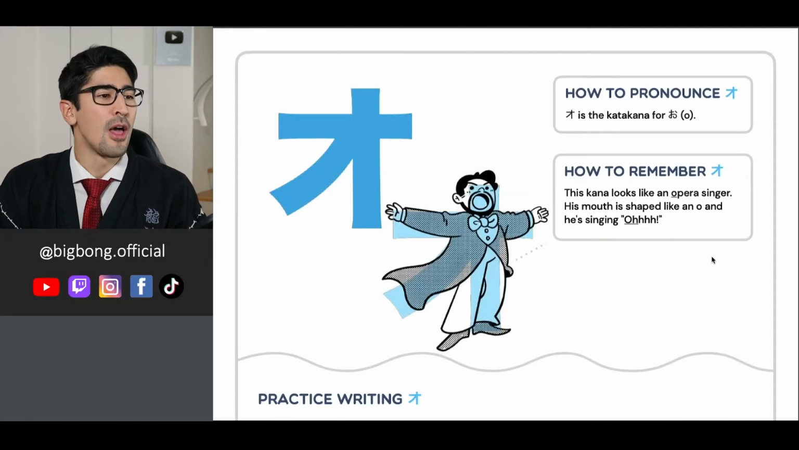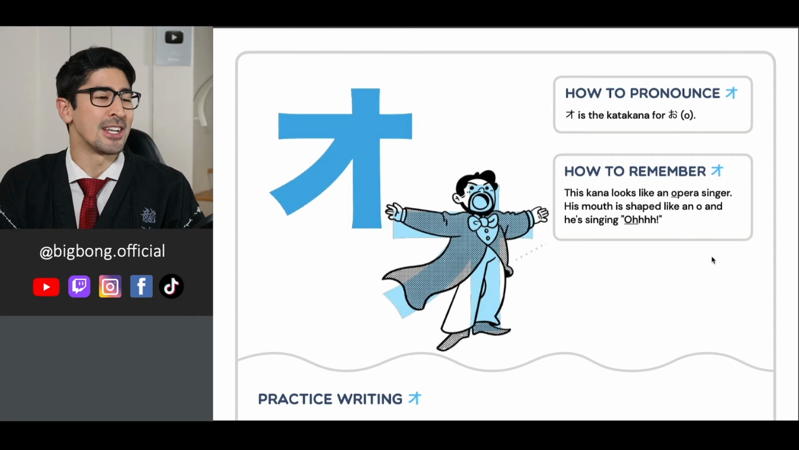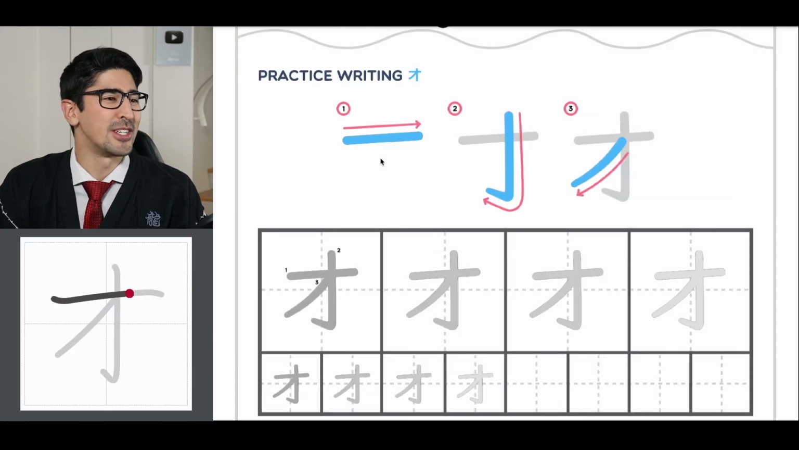E. O. This kinda looks like an opera singer. His mouth is shaped like an O, and he's singing Oh! So 3 strokes. 1, 2, and 3.